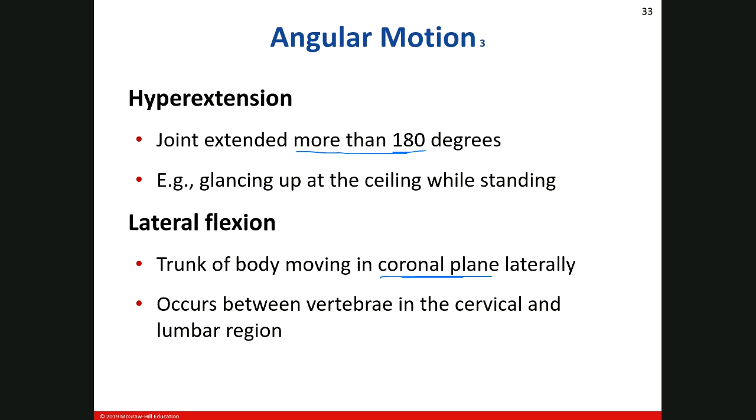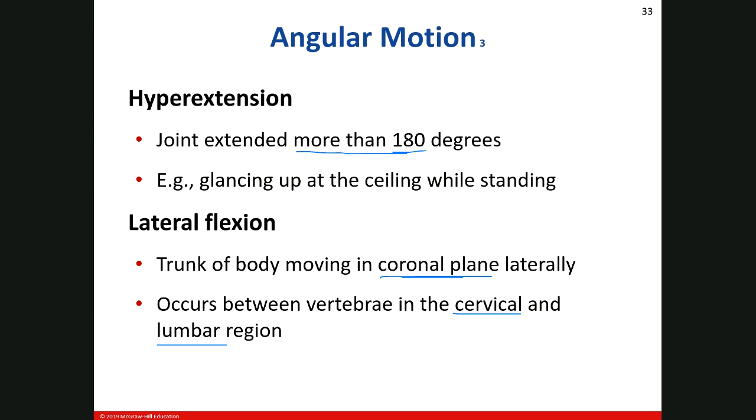We'll see this mainly in the spine, in the more mobile portions of the spine, in the cervical region and the lumbar region. You don't really have much lateral flexion in the thoracic region because your ribs are in the way. They prevent you from having much lateral flexion there.